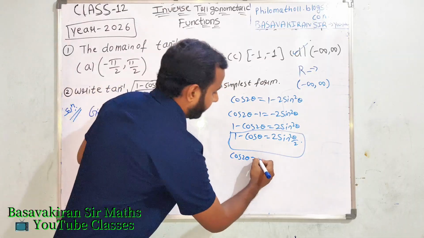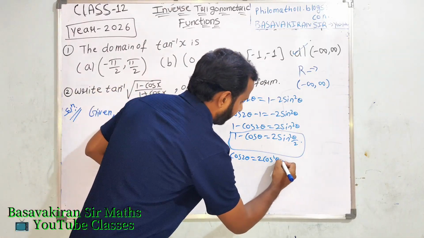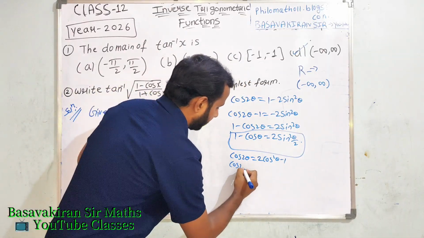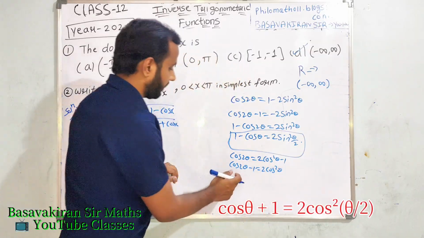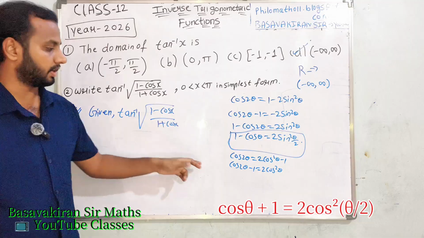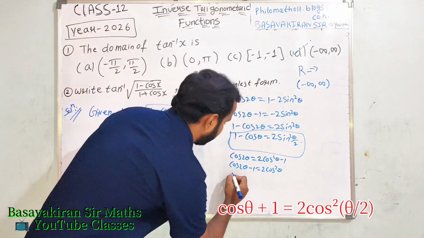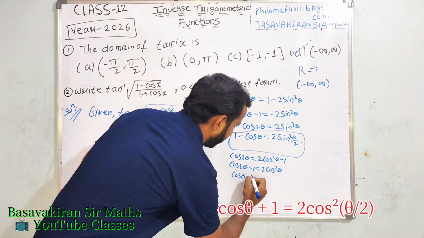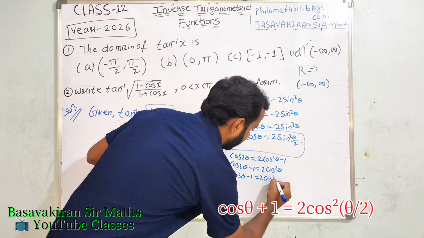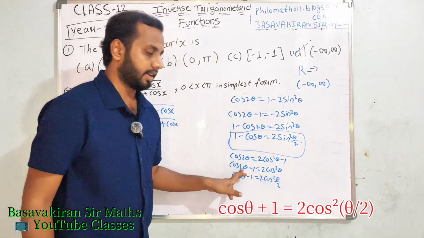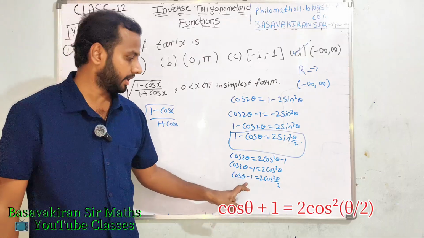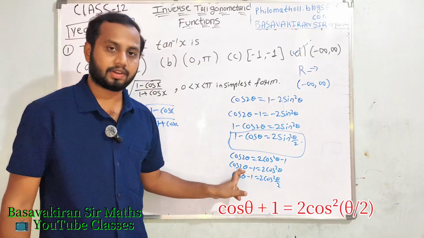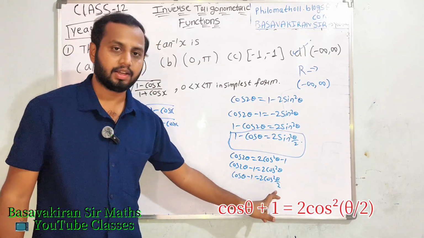in terms of cos, 2 cos square theta minus 1. But I need only cos theta plus 1, I don't need 2 theta, so I will write it as 1 plus cos theta equals 2 cos square theta by 2. In case of 2 theta I need theta, so I am dividing by 2. Here also theta by 2 means the 2 will get cancelled, so we are left with theta by 2.